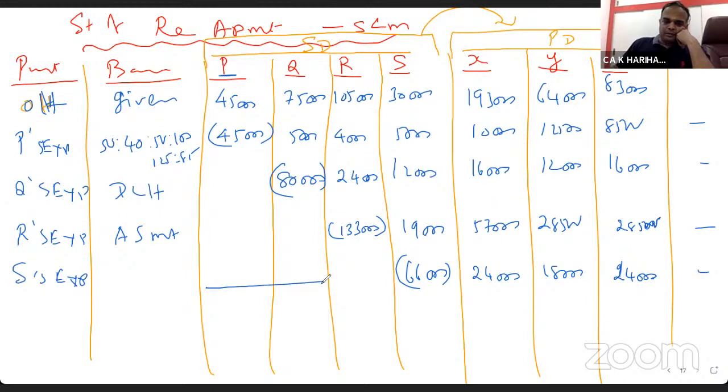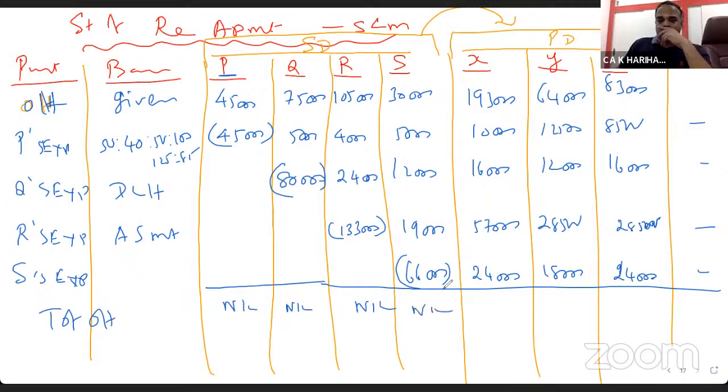Now we can make the total. Total overhead nil, nil, nil, nil. Why nil? Because the service departments are transferred to the production departments. Now X, Y, and Z alone are left. Total for X: 3 lakhs. Y: 1,35,000. Z: 1,60,000. Total remains the same. Divided by number of hours.